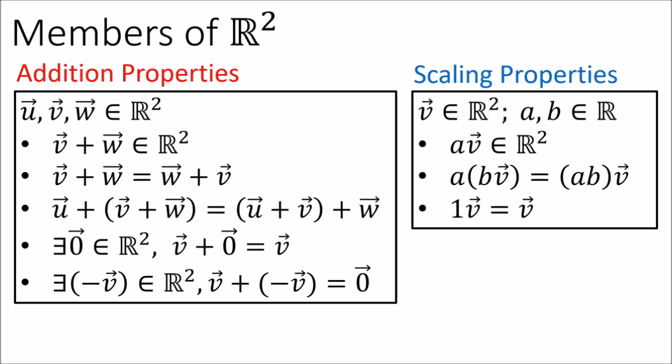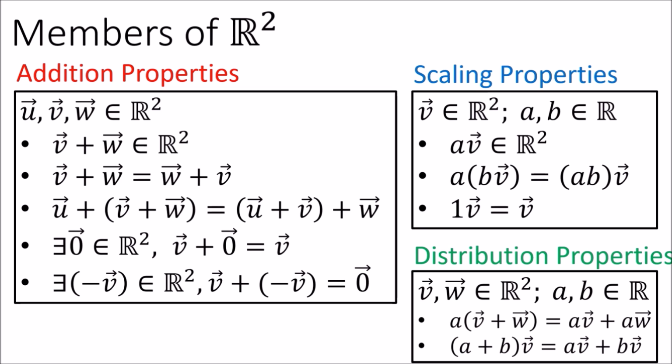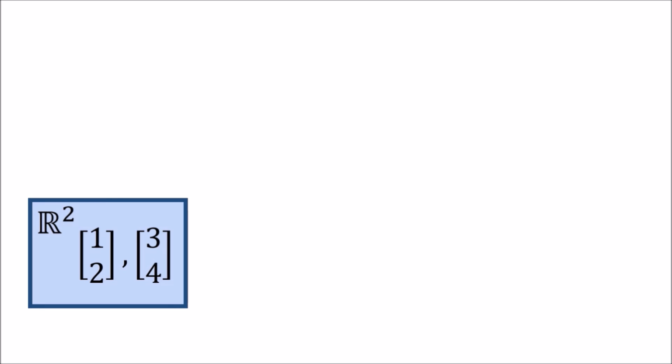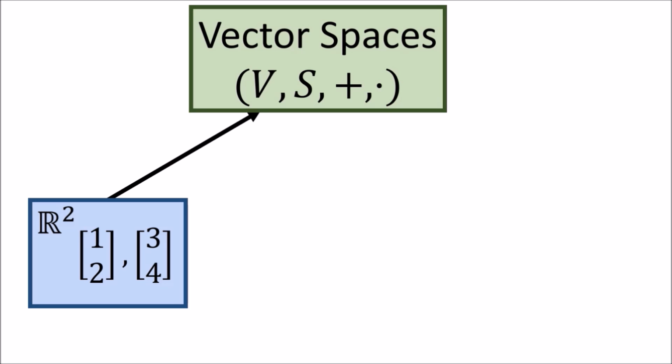So if we keep going, we can gather together a whole bunch of properties that the members of R2 follow. We get some addition properties, some scalar multiplication properties, and some properties for distributing multiplication over addition. Now, given this, mathematicians basically took all these properties and turned them into a definition, and that's the definition of a vector space. A vector space is a set of vectors and a set of scalars, along with rules for addition and scaling that follow all of these laws. So we started with the properties of R2 and used those to define a vector space, which is a more abstract idea. So a vector space is sort of like a generalized version of R2.